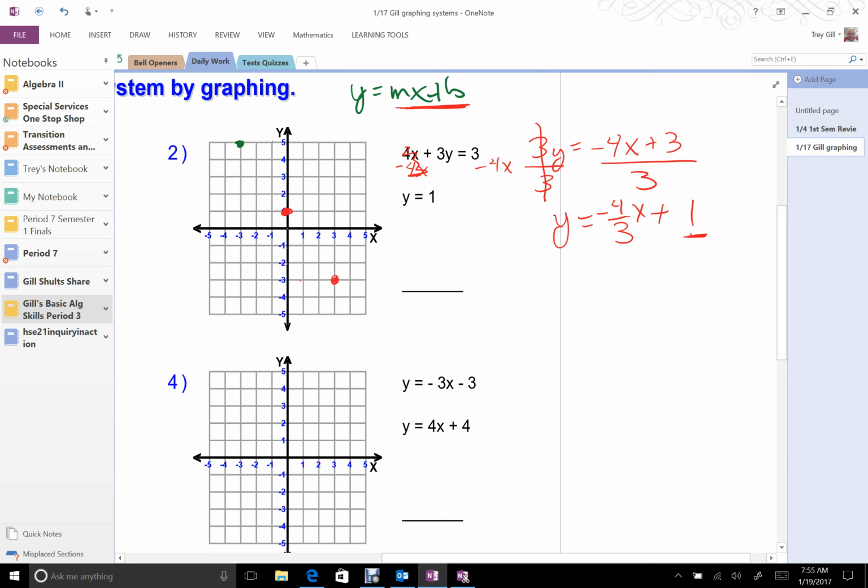I'm also going to reverse that. I'm going to count up 4. 1, 2, 3, 4. And back 3. And put a dot. Alright. Then I'm going to draw my line. I kind of missed my dot, but I'm going to draw my line down.